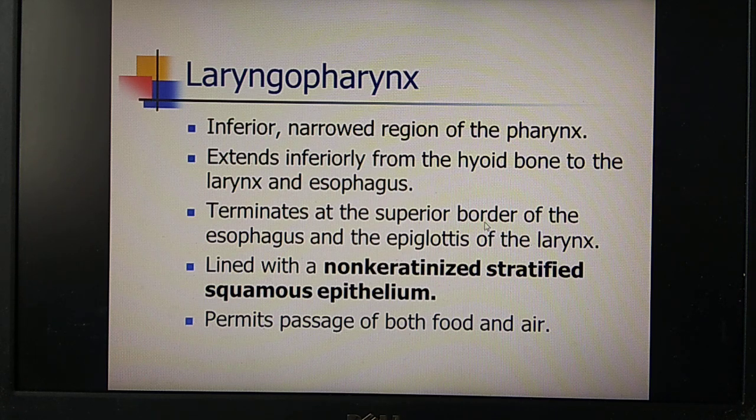So it has a flip-flop movement over here. It is present in the laryngopharynx, which is lined with non-keratinized stratified squamous epithelium that permits the passage of both food as well as air.